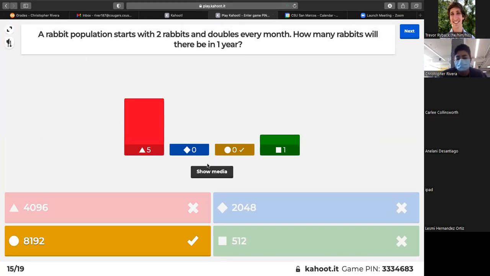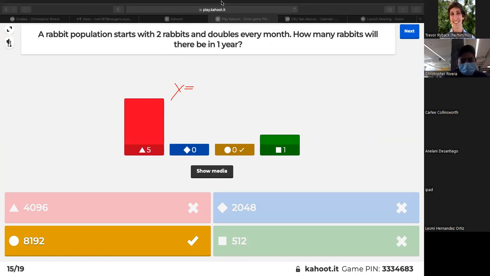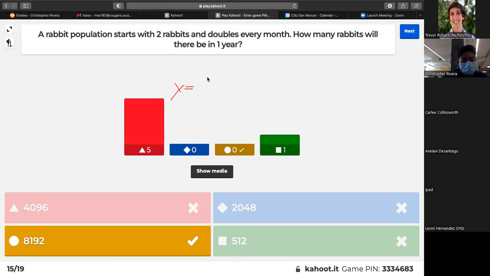Good job, guys. So a rabbit population starts with 2 rabbits and doubles every month. How many rabbits will there be in 1 year? Well, essentially, this is kind of like our original exponential equation. Does anyone remember the exponential equation? Can someone tell it to me, please? I forgot.